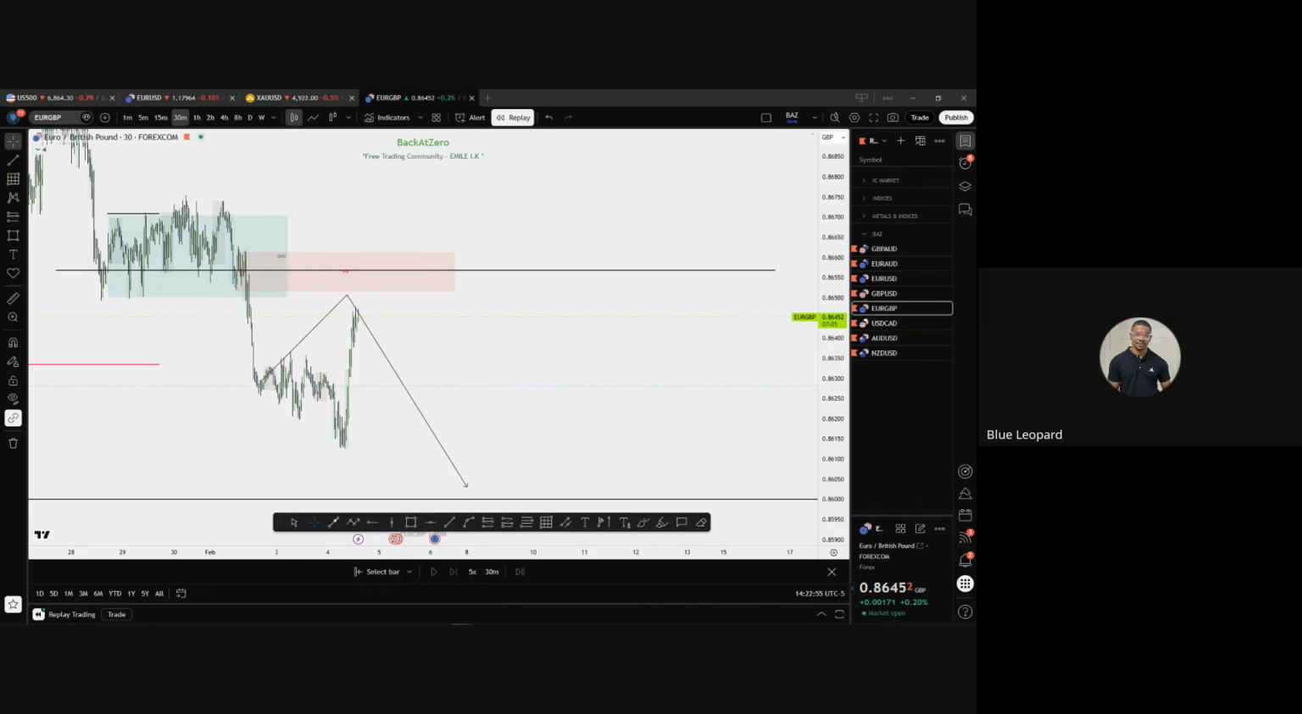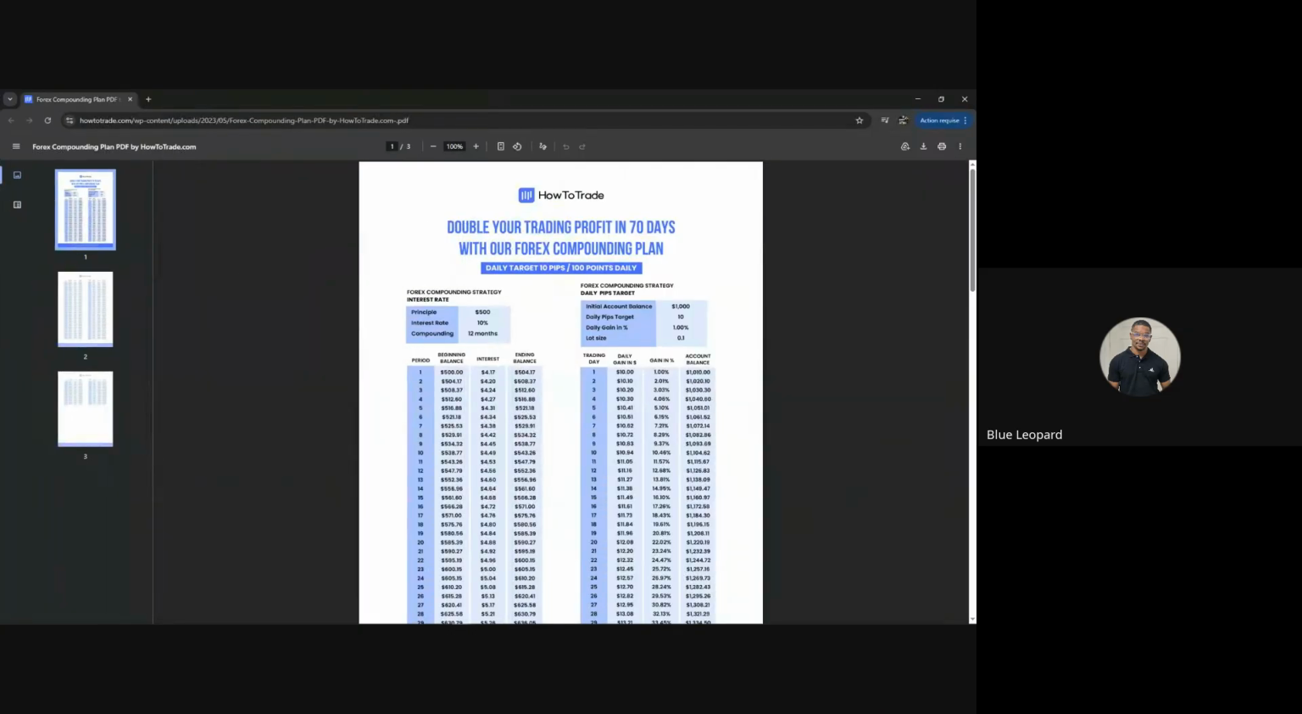I'm trying to open it here because I want to bring it on my screen. Okay, give me a minute, guys. This is a document that I took from howtotrade.com. Okay, let us try now. I think you are seeing that. Okay, guys, do you see what I have here? Please type in the chat zeros if you can see what I'm showing.